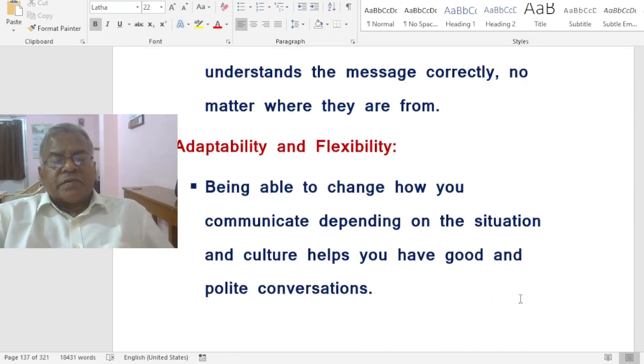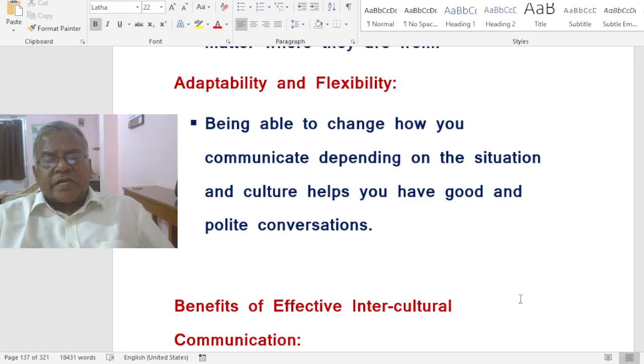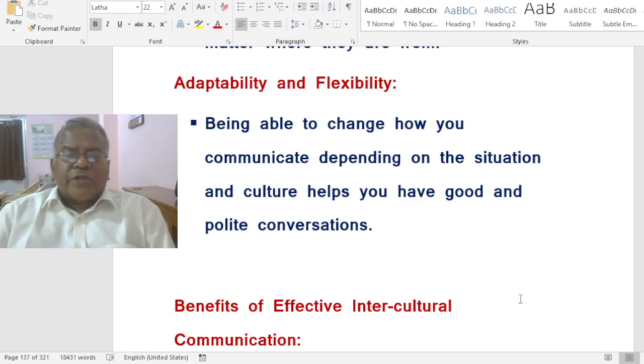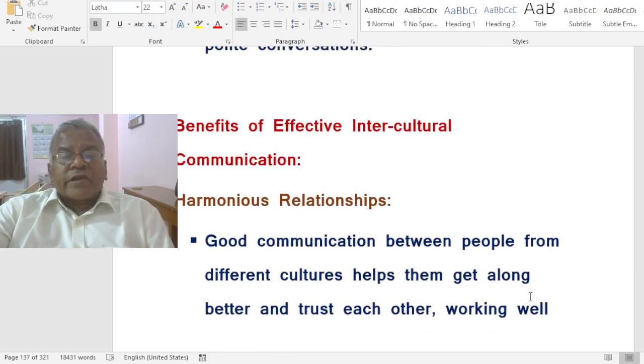Adaptability and flexibility. Being able to change how you communicate depending on the situation and culture helps you have good and polite conversations. Benefits of effective intercultural communication.